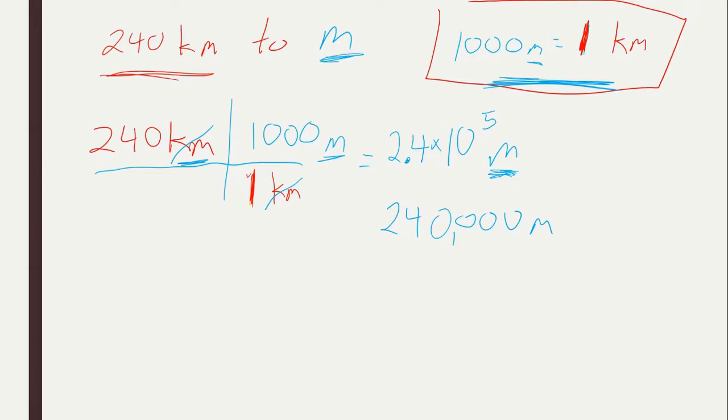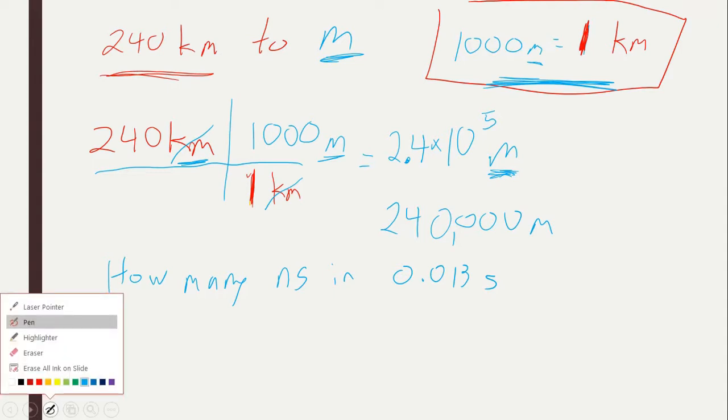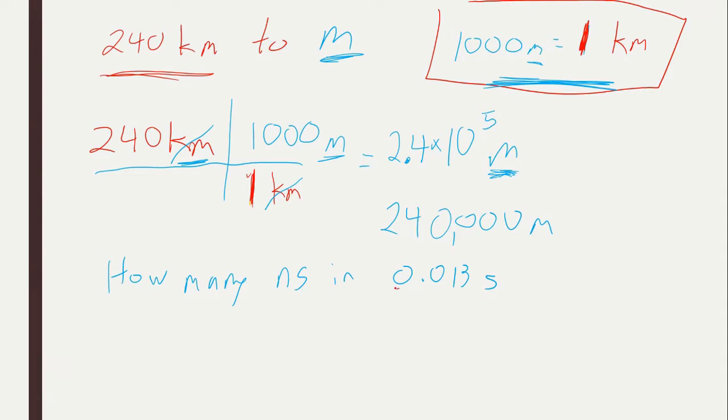If we were going from the base, so let's say how many nanoseconds in 0.013 seconds. All right, so we're going to start with this number, the 0.013 seconds.